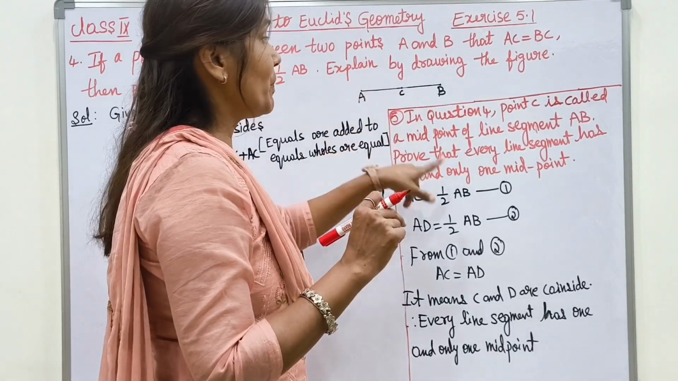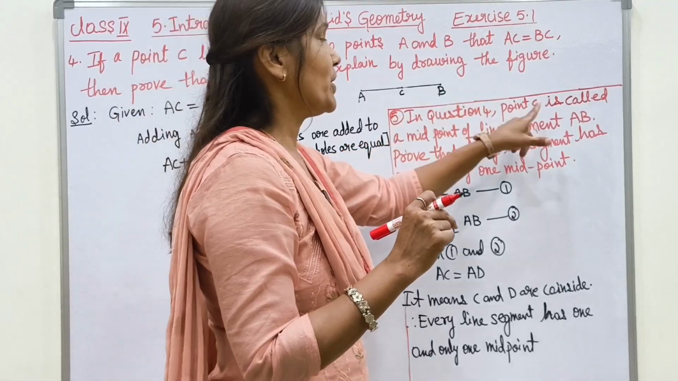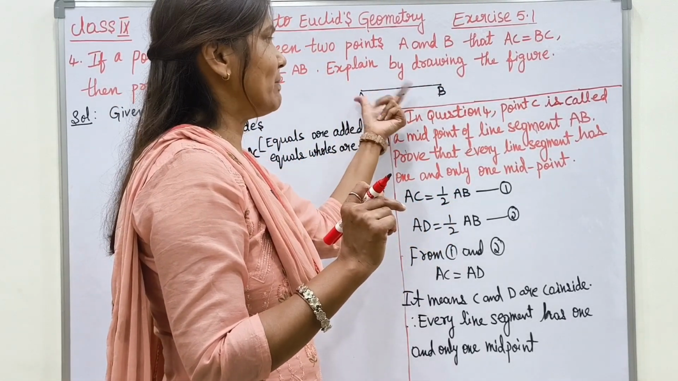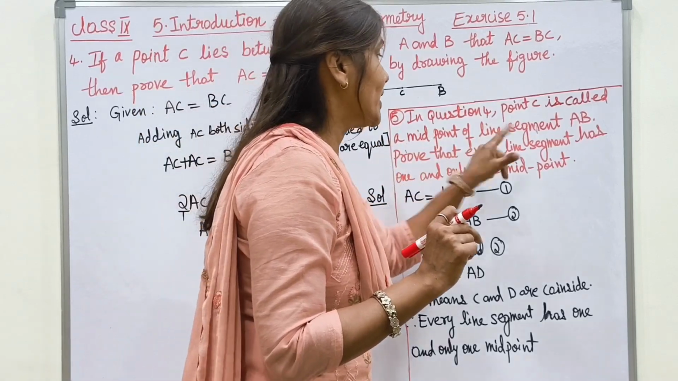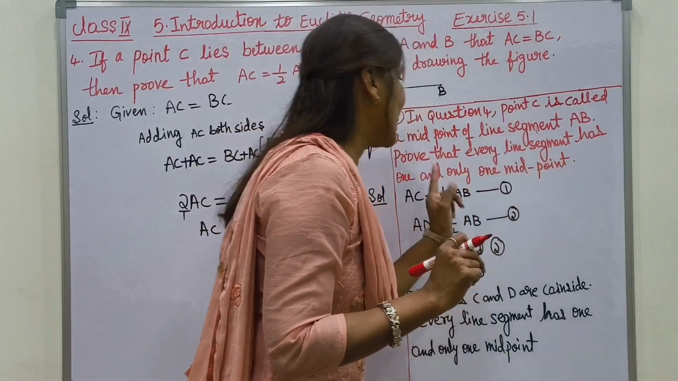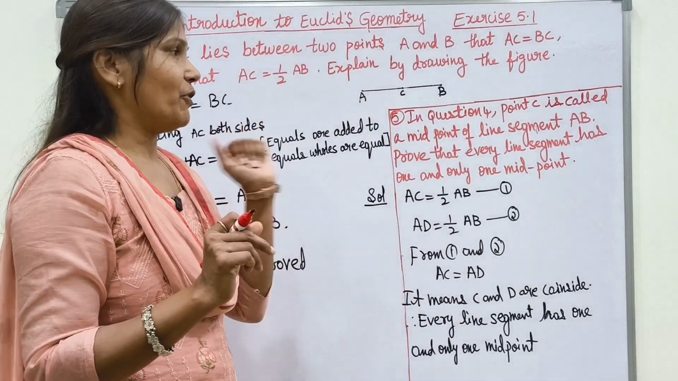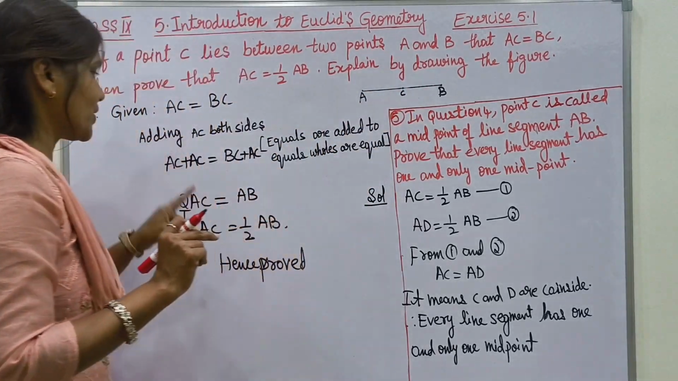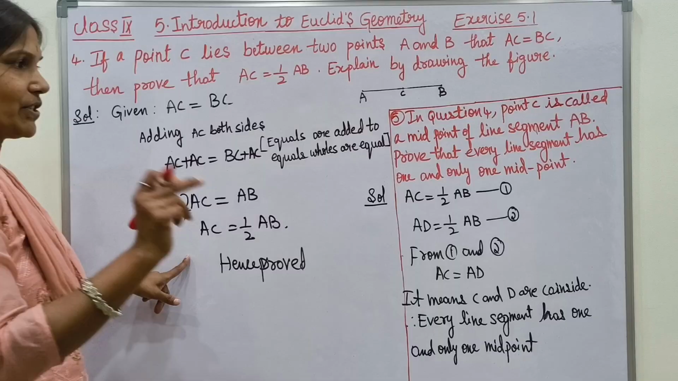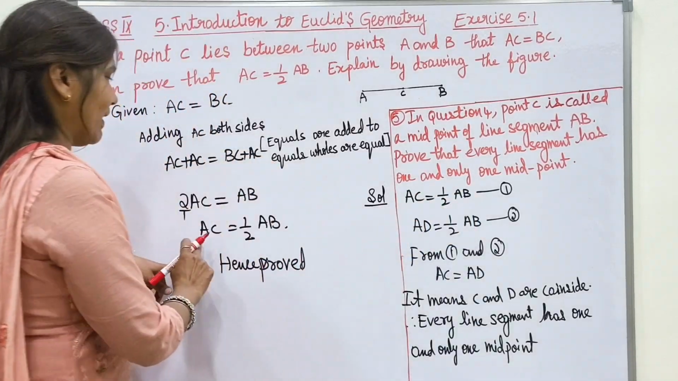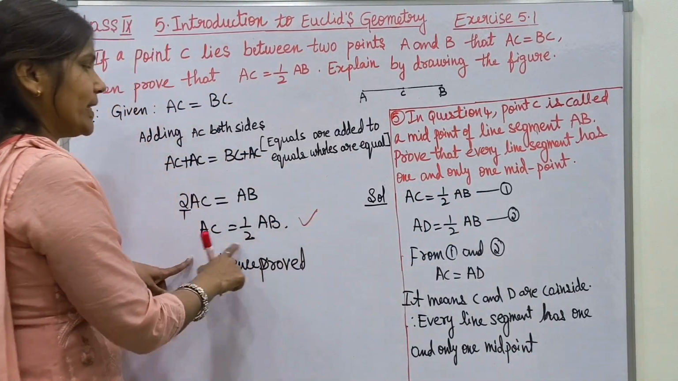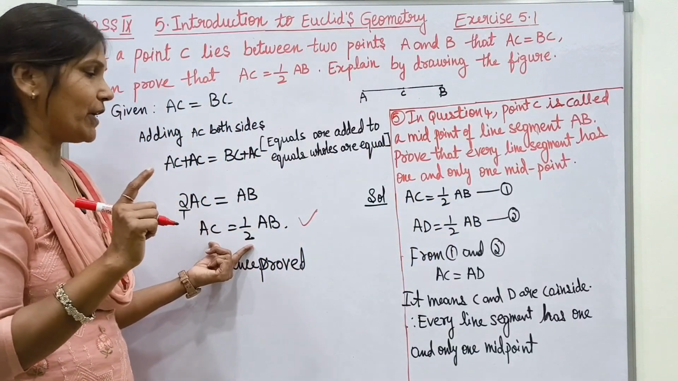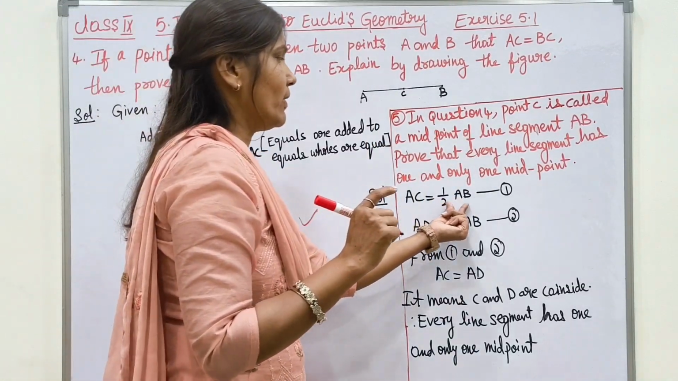So now what will we prove in this question? In question 4, C is the midpoint of AB line segment. Okay. Now we will prove that every line segment has one and only one midpoint. We have to prove this, so the same diagram we will use. First, what is the proof? First, from the fourth question we will take AC is equal to half of AB. This proof we will take. From question 4, AC is equal to half of AB.